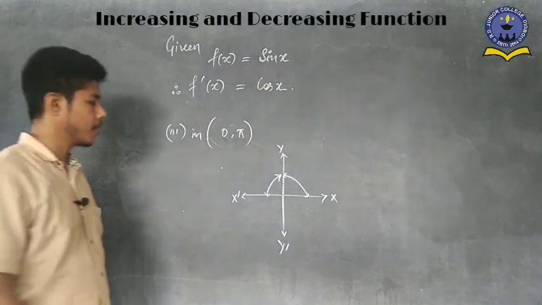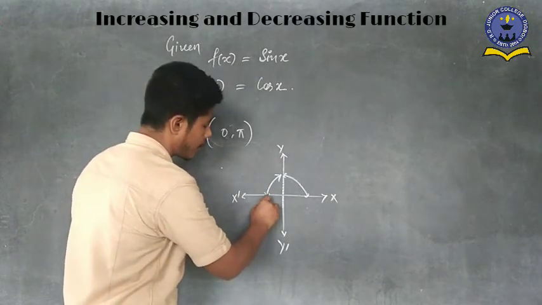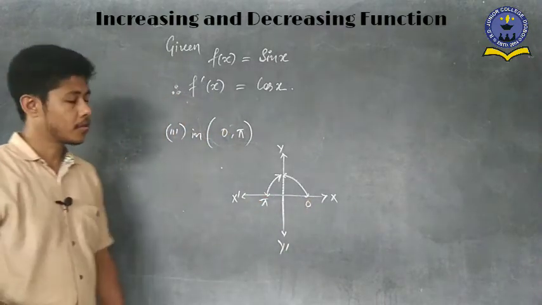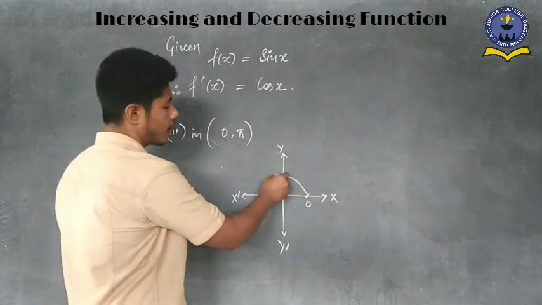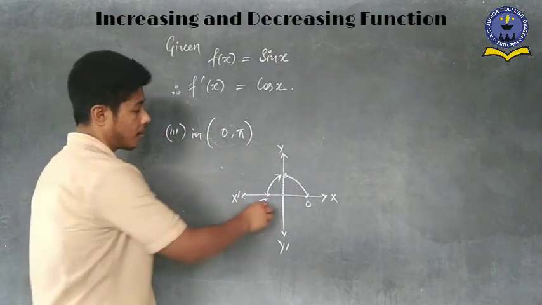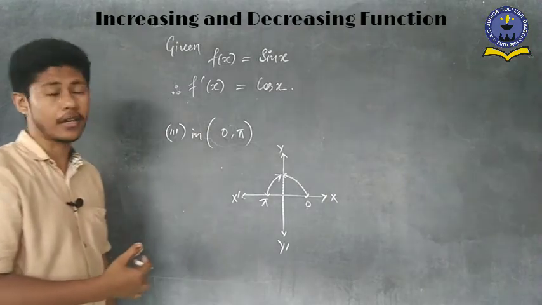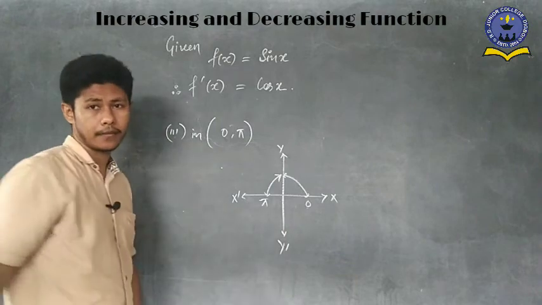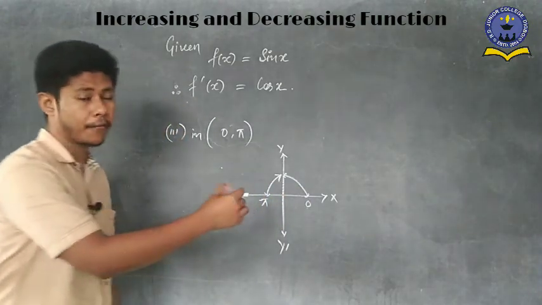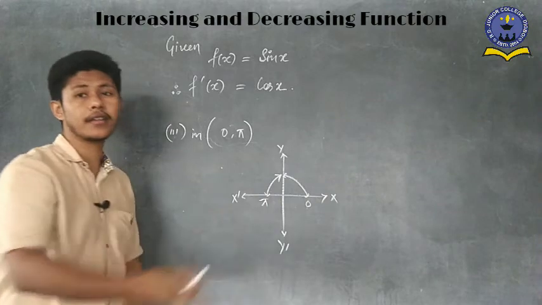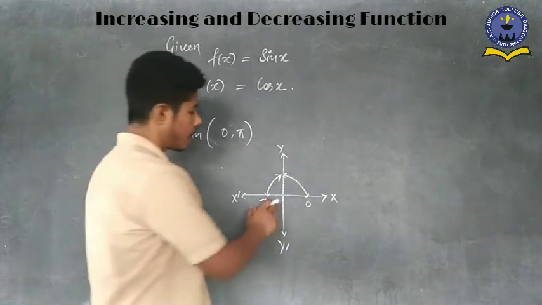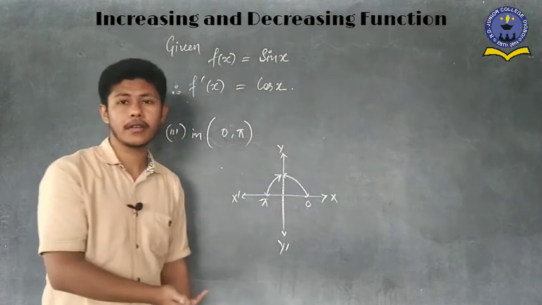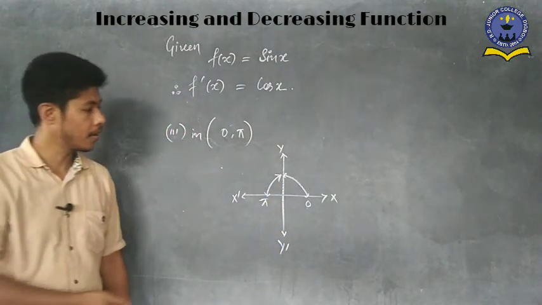In this case we have to check the interval from 0 to pi. At this place it is 0, from here it is pi. So from here to here it increases, and then here it decreases, strictly decreasing. Now if we check the whole result from 0 to pi, then what we get? Neither increasing nor decreasing. The reason behind this, if you see here.